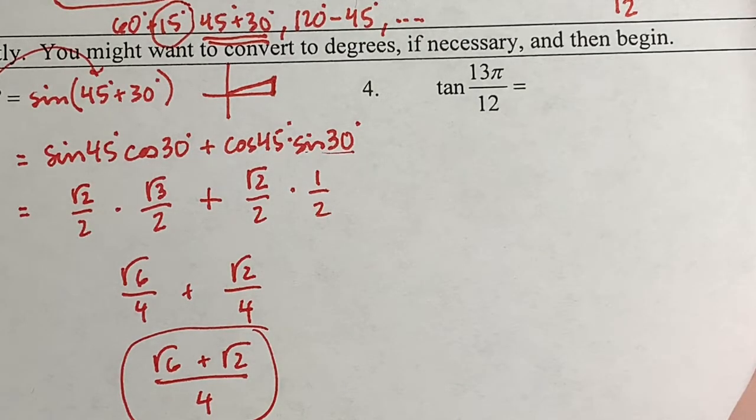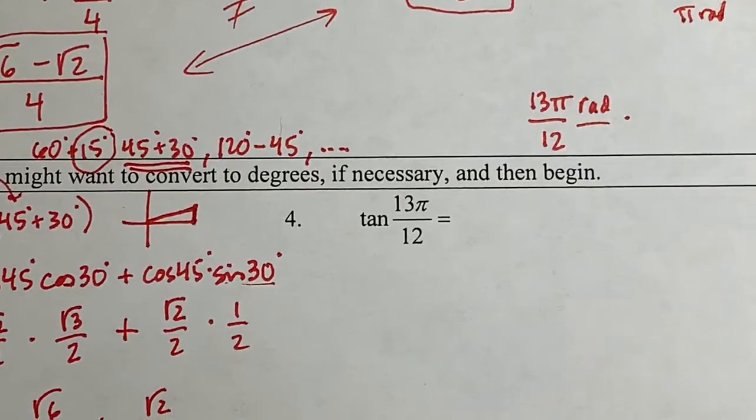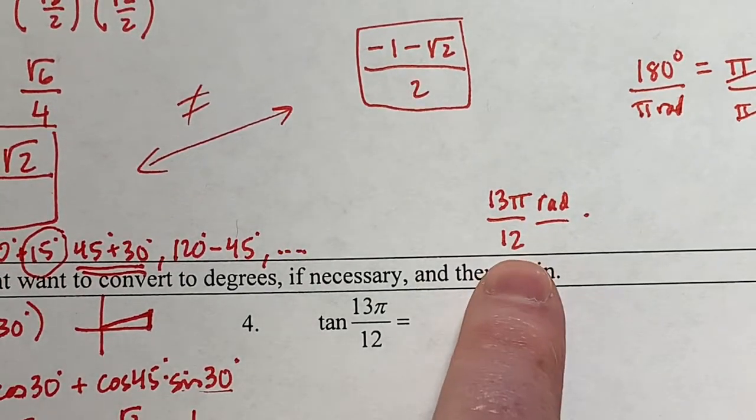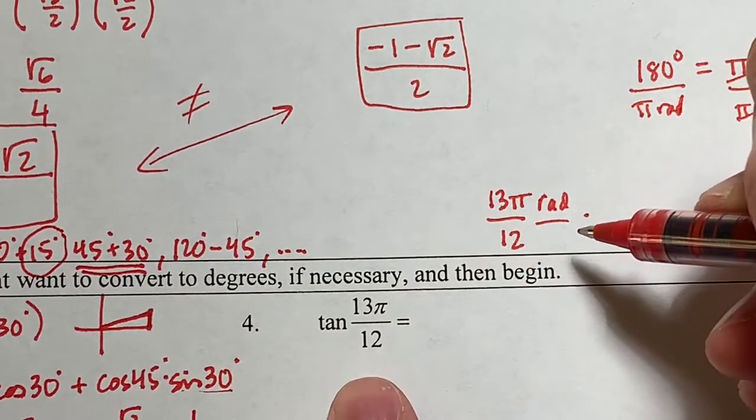We know that 180 degrees is the same thing as pi radians. Well, if that's true, what would happen if I divide by pi radians? Oh man, you can't see that. All right, one more time. Actually, I'm going to have to go way back here. We got 13 pi over 12 radians, and I'm trying to change this to a degree.